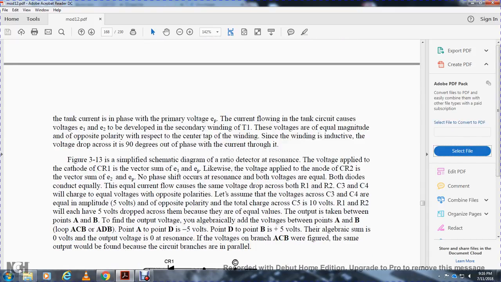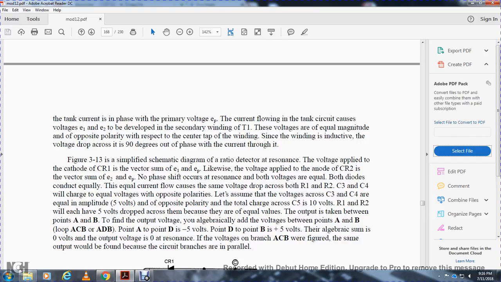Figure 313 is the simplified schematic diagram of the ratio detector at resonance. The voltage applied to the cathode of diode 1 is the vector sum of voltage 1 and the primary tank circuit voltage. Likewise, the voltage applied to the anode of diode 2 is the vector sum of voltage 2 and the primary tank circuit voltage. With no phase shift at resonance, both voltages are equal. Both diodes conduct equally, and equal currents flow.